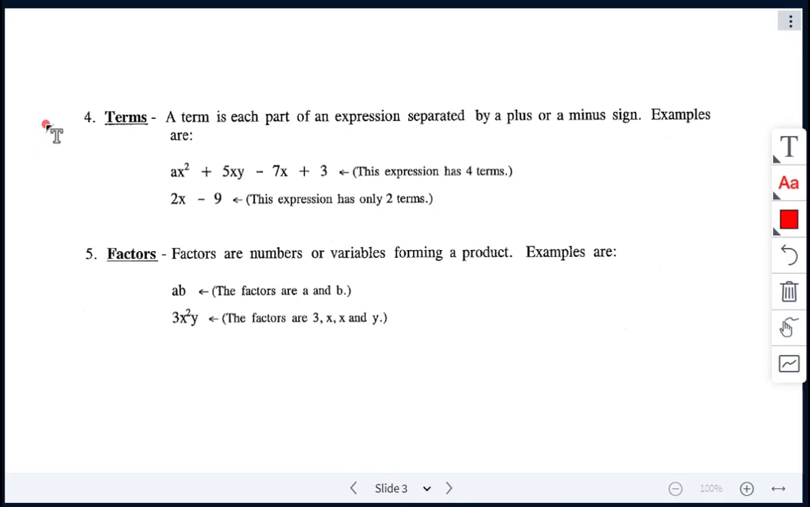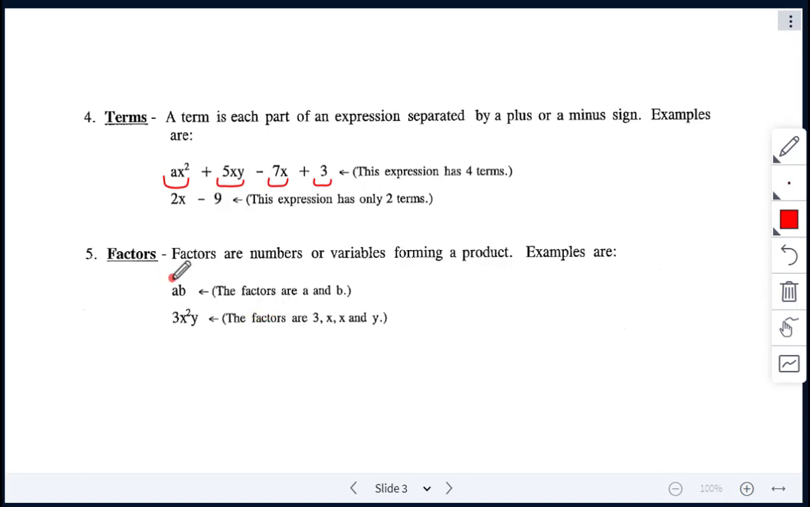Okay, so next we get into terms. So a term is each part of an expression and it's always separated by a plus or minus sign. So that's very important, knowing how many terms are in an expression. So, for example, here we have an expression in this example. We have ax squared plus 5xy minus 7x plus 3. So a term is separated by a plus or minus sign. So this would be one term, two terms, this is the third term, and this is the fourth term. So this expression has 4 terms.